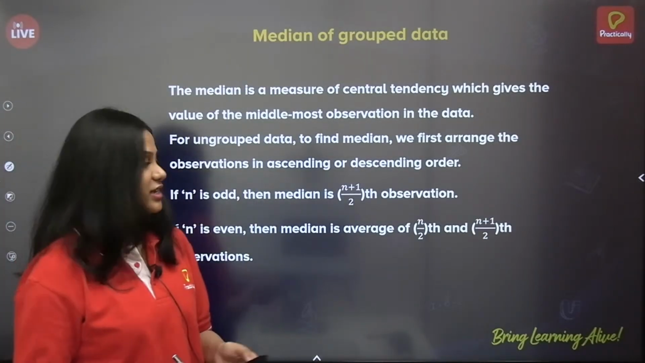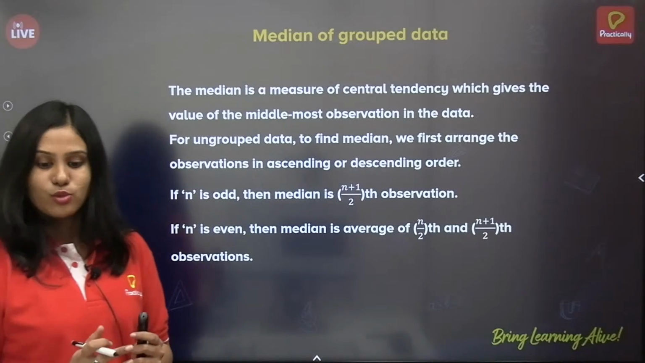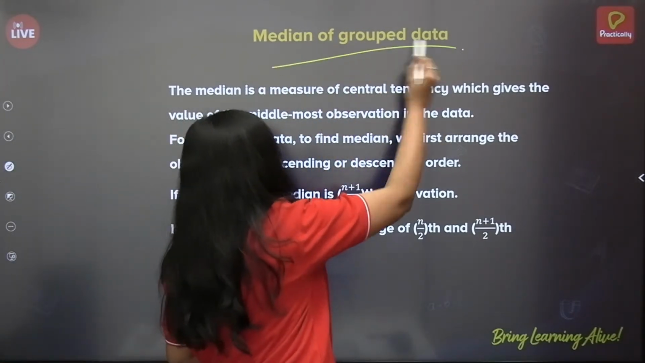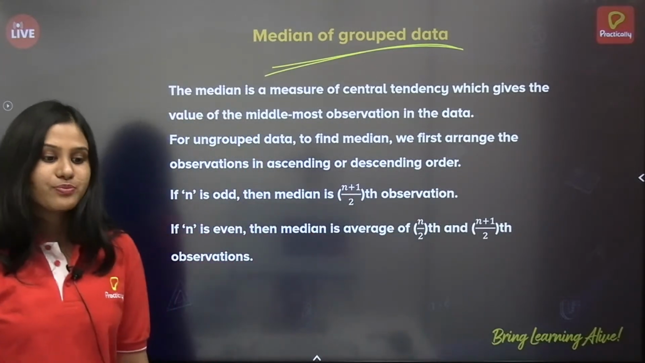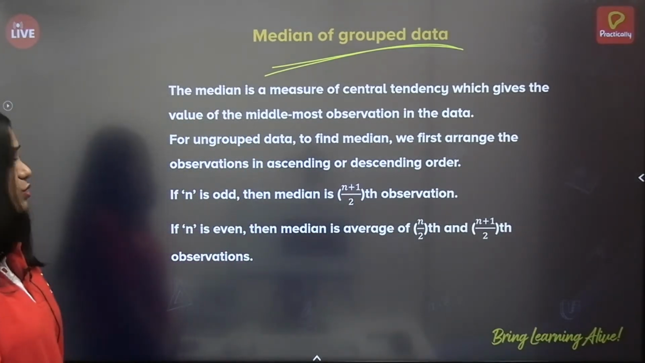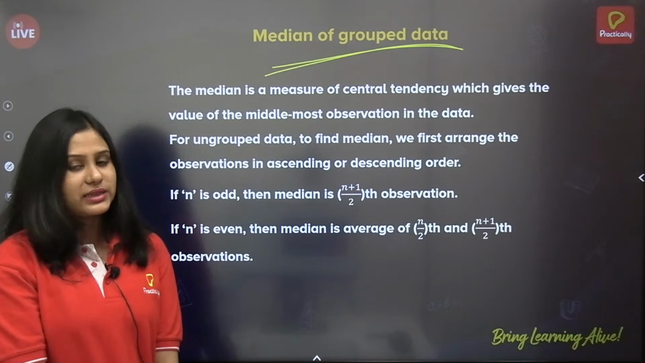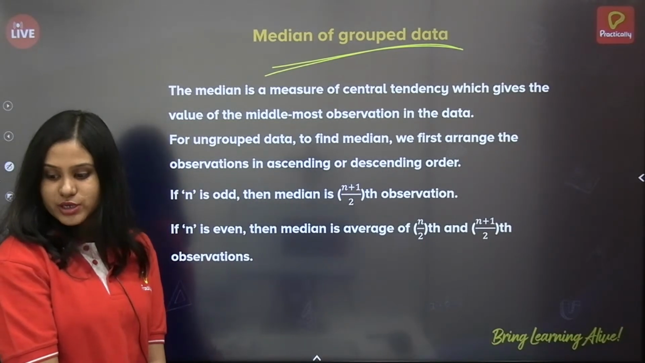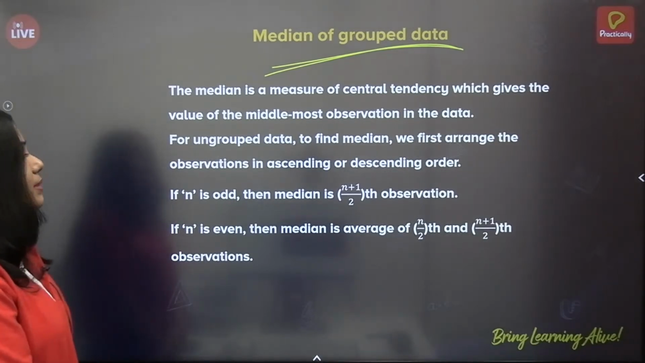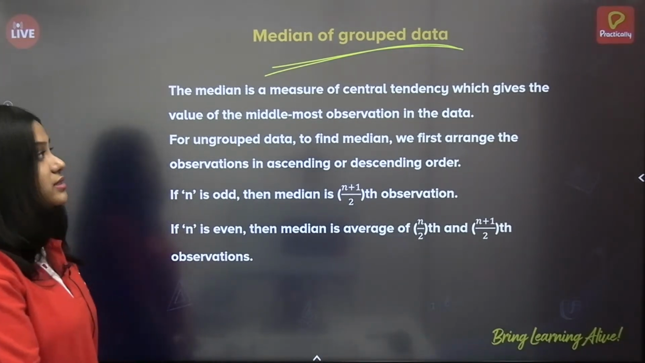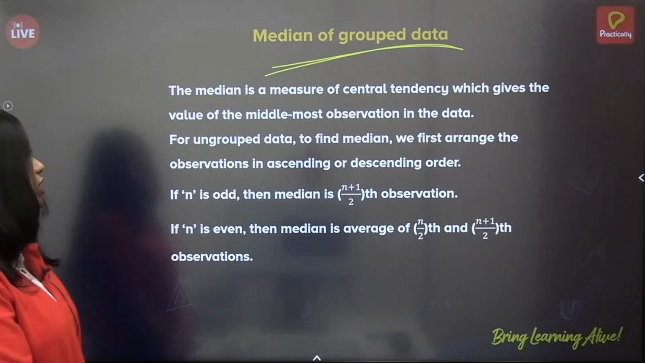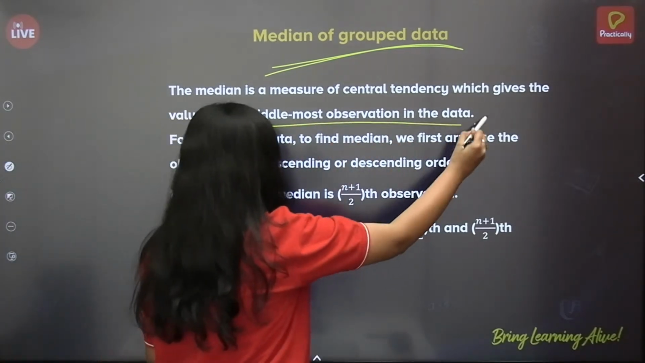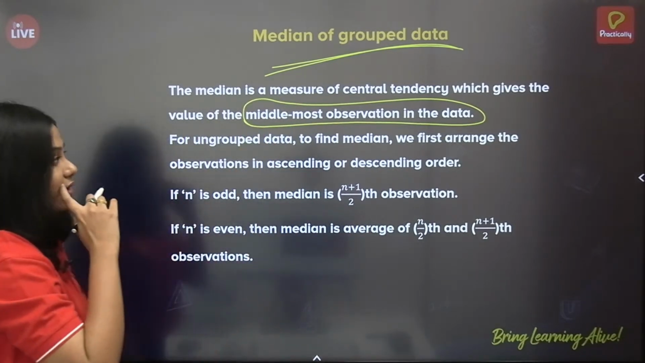Alright, very good. So now we are done with mode. So after mode, what are we studying? We are studying median of grouped data. Again, this is also easy, nothing complex. So let us learn step by step how to do it. What is the median? Median is the measure of central tendency which gives the value of the middlemost observation in the data.